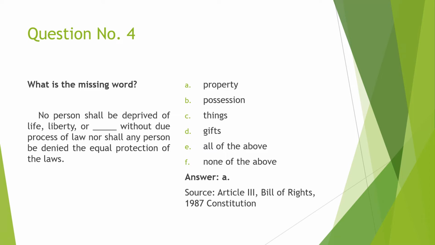Question number 4. What is the missing word? No person shall be deprived of life, liberty, or blank without due process of law, nor any person shall be denied the equal protection of the laws. The choices are letter A, property, letter B, possession, letter C, things, letter D, gifts, letter E, all of the above, or letter F, none of the above. The answer is letter A. And the source is the Article 3 Bill of Rights of our 1987 Constitution.